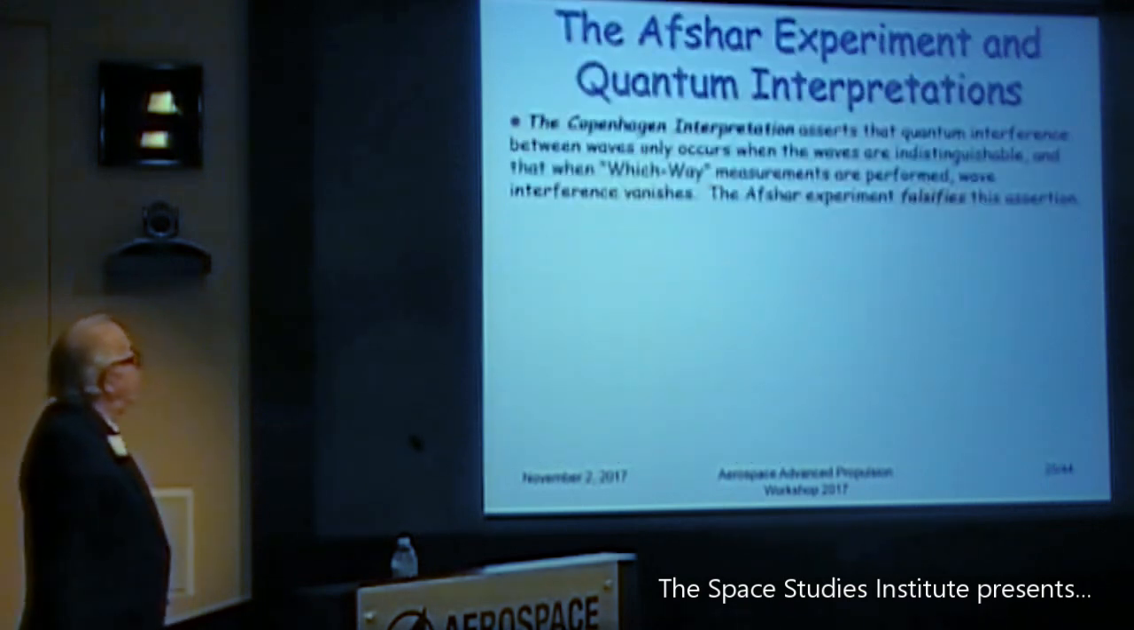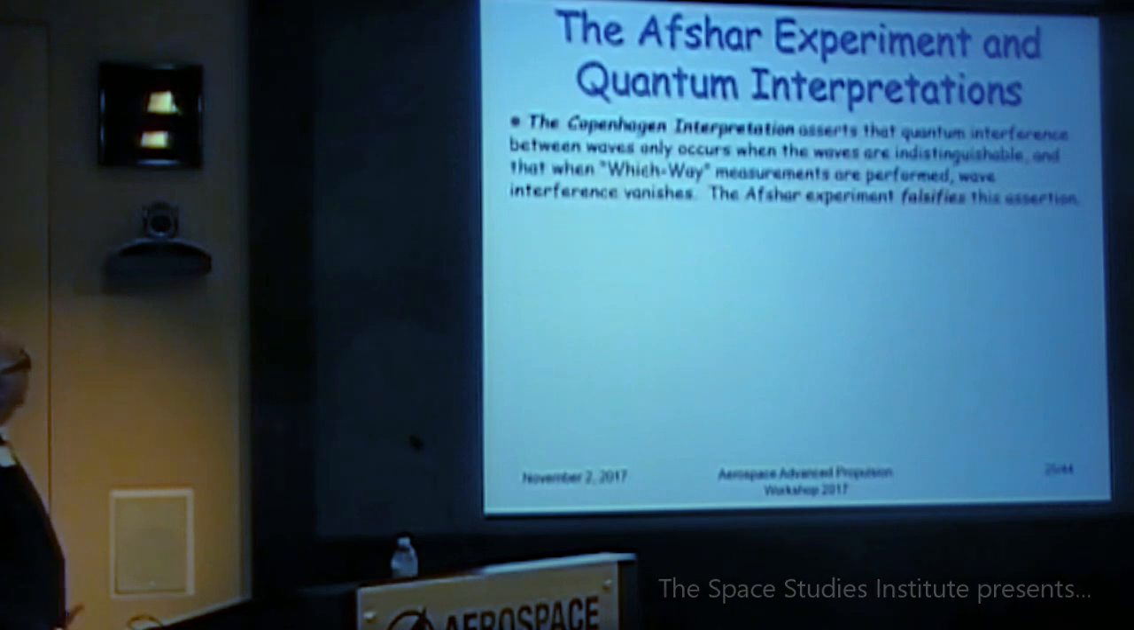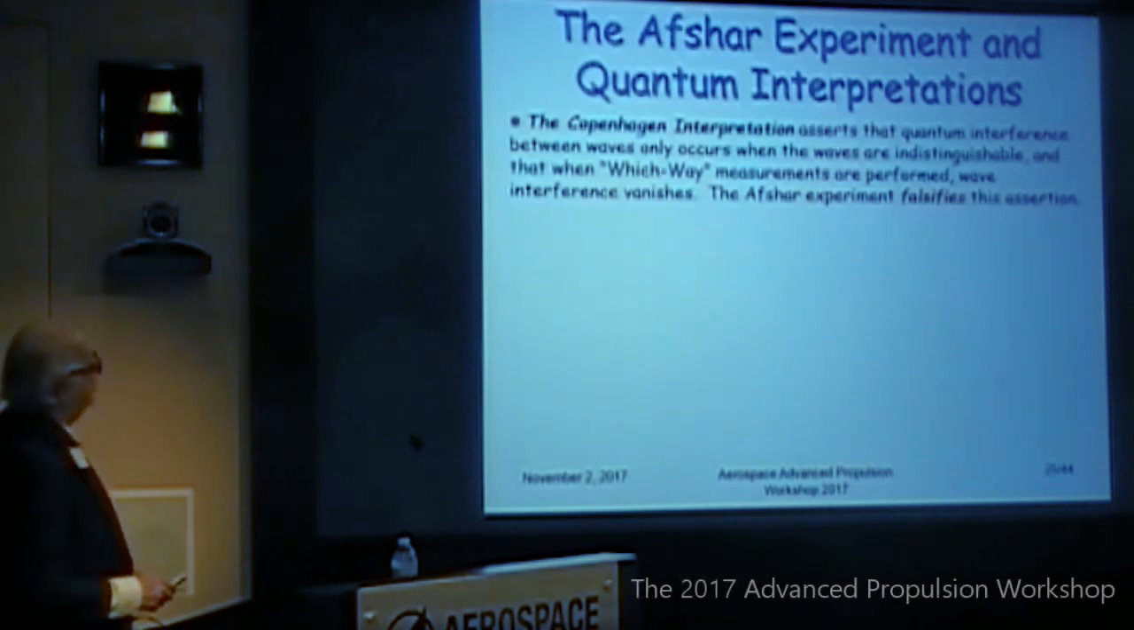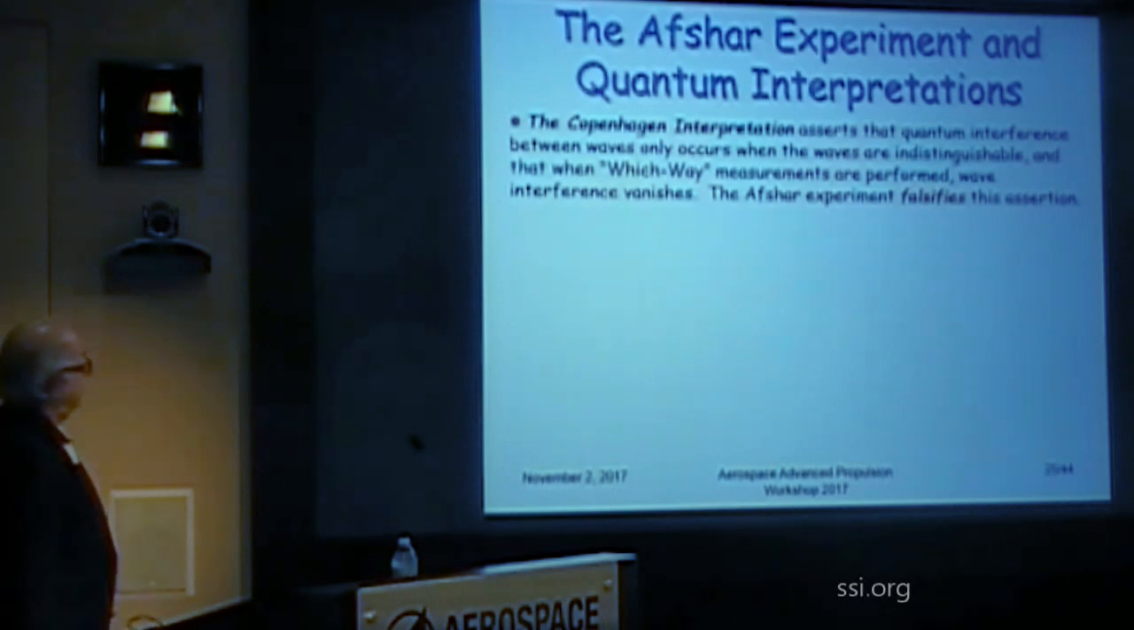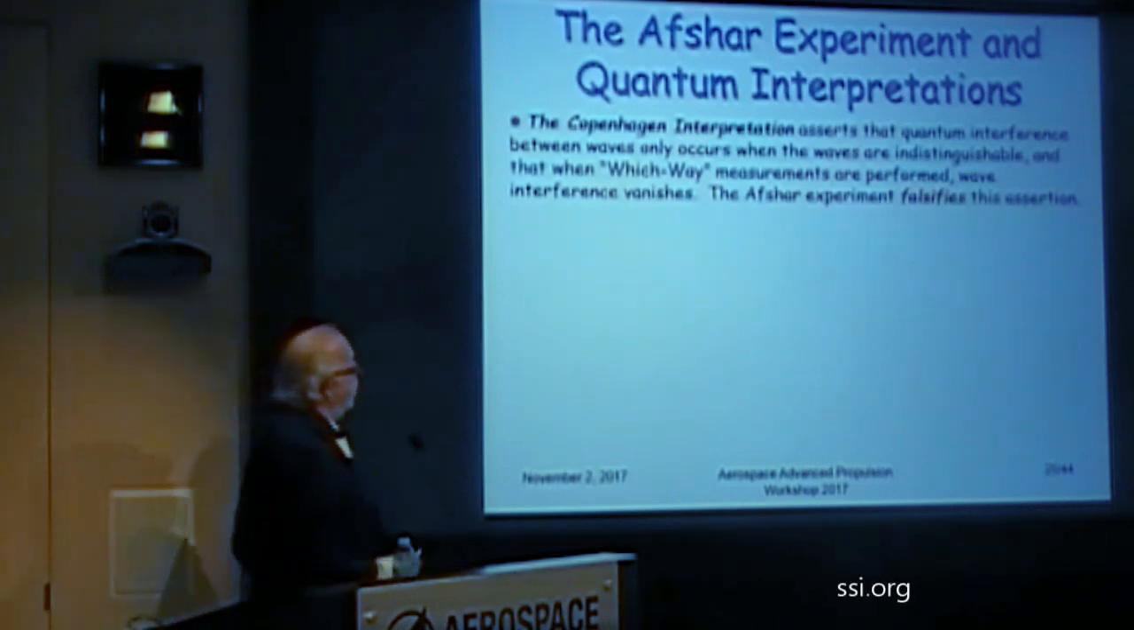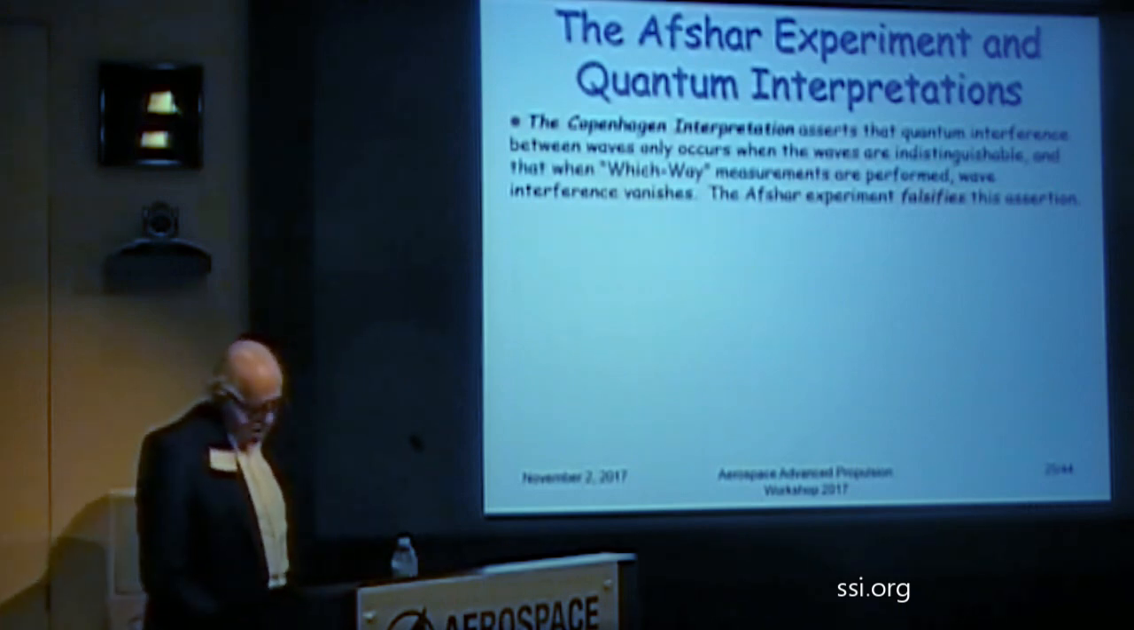Well, the Copenhagen interpretation has some problems because it tells us that quantum interference between waves only occurs when the waves are indistinguishable, that when we have a which-way measurement, the waves are distinguishable, and therefore the interference should vanish. And the Afshar experiment falsifies that kind of assertion.